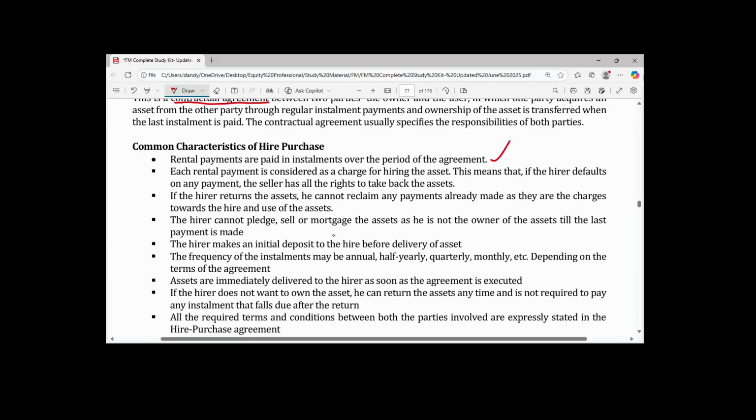Then the second characteristic that you need to consider as far as hire purchase is concerned is that each rental payment is considered as a charge for hiring the assets. This specifically means that if the hirer defaults on any payments, the seller or the owner has the right to take back the assets. What we are saying is that once you don't meet up with installment payments, the owner of the asset has the right to take back the assets.